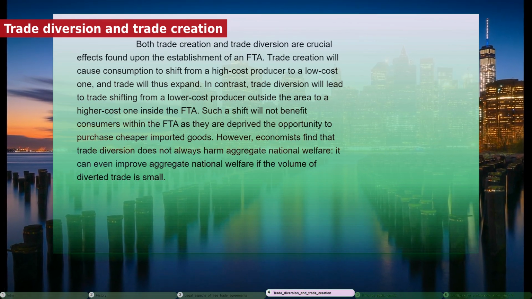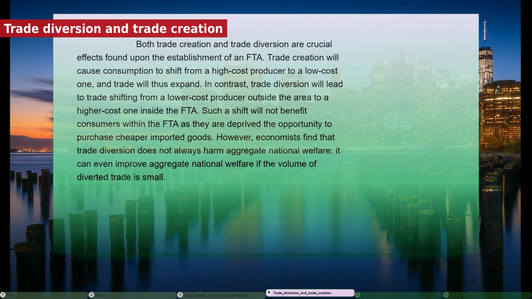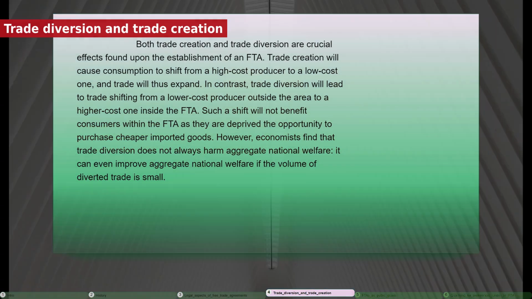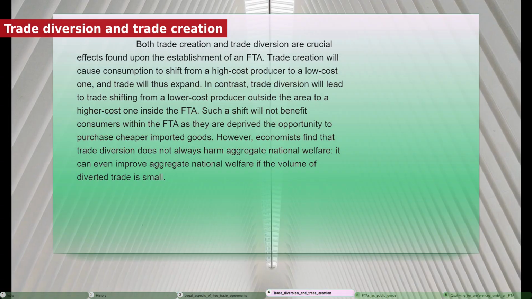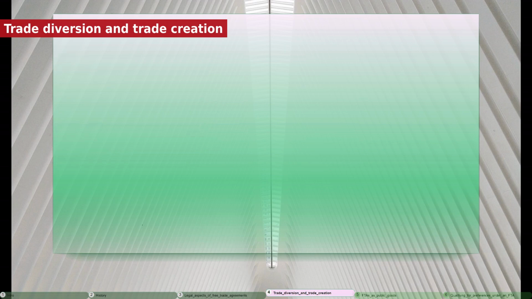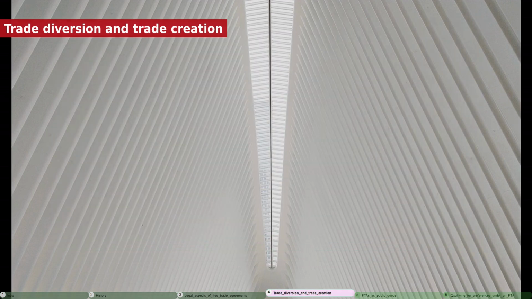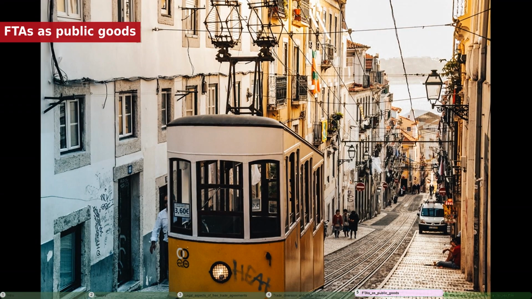But you mentioned that trade diversion doesn't always harm national welfare? Correct. If the diversion volume is small enough, it can even enhance overall welfare, but it's certainly a balancing act. This is turning into a complex web.